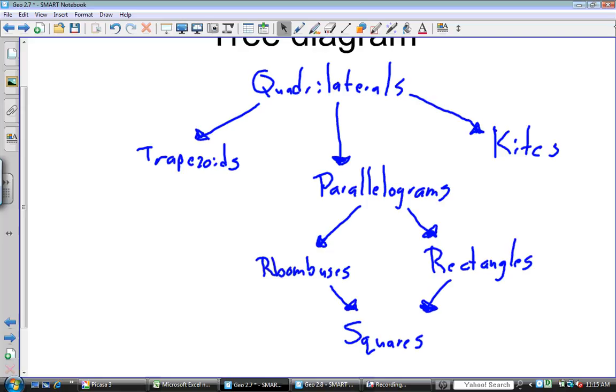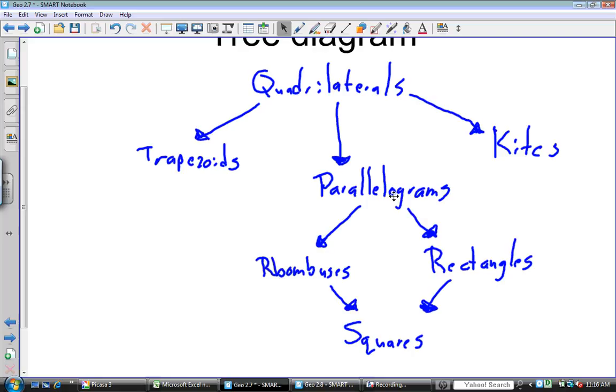Now, from this tree diagram, we can answer some questions. Is everything below whatever is above it? So, is a square a parallelogram? Your answer would be yes. Is a parallelogram a quadrilateral? Your answer would be yes. Is a square a kite? No, a square is not a kite, and a square will never be a kite. Is a rectangle a trapezoid? No. A rectangle is a parallelogram, though, and a square is a rectangle.